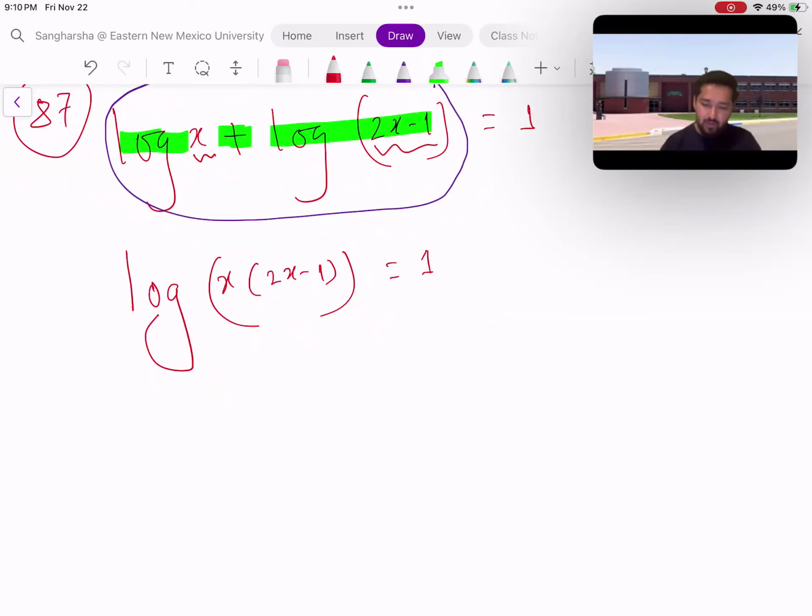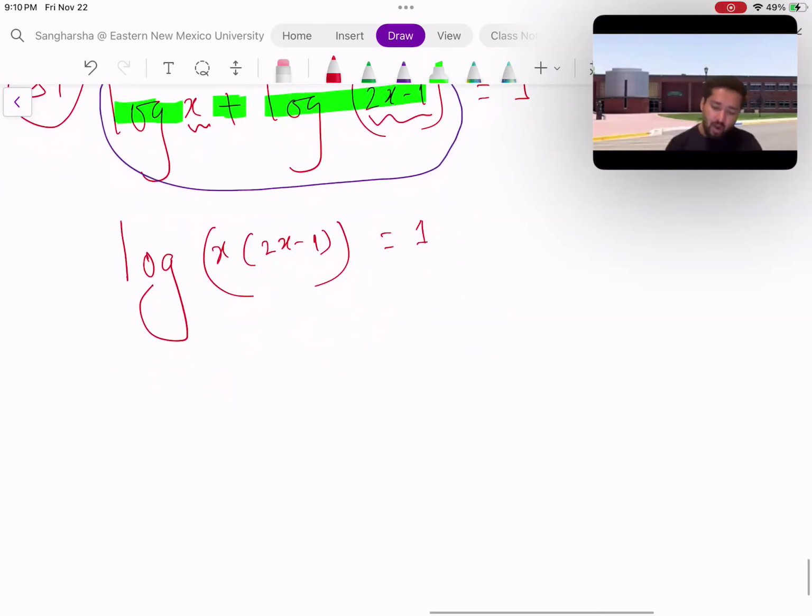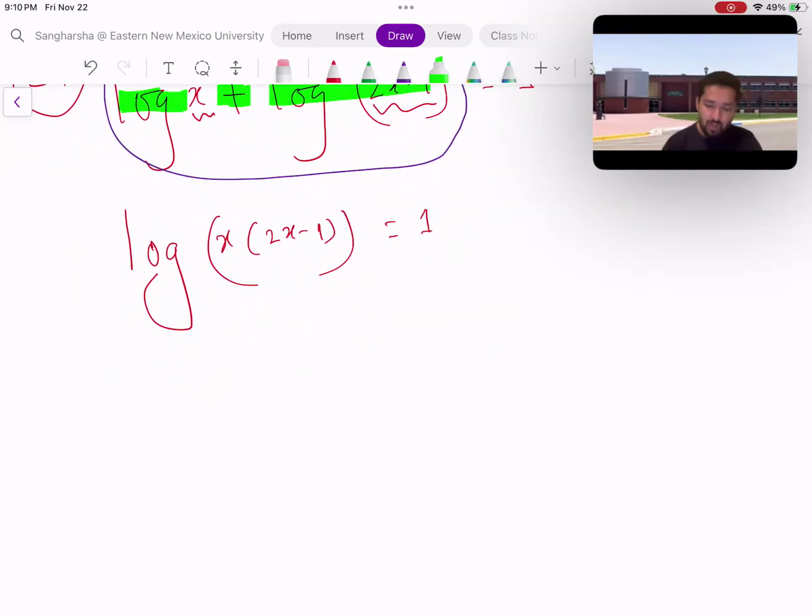First step, collect all logs on one side. Second step, write all the log expressions as a single log. Then you rewrite this log expression as an exponential. Now you convert this into an exponential equation. So you're going to write whatever you have here. So we have x times 2x minus 1 equals the base.